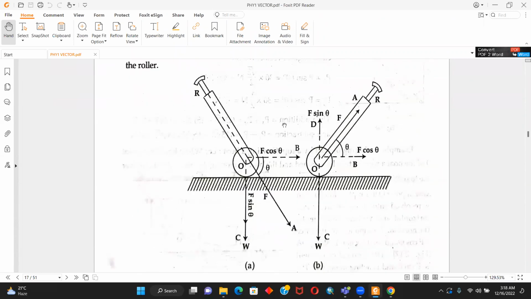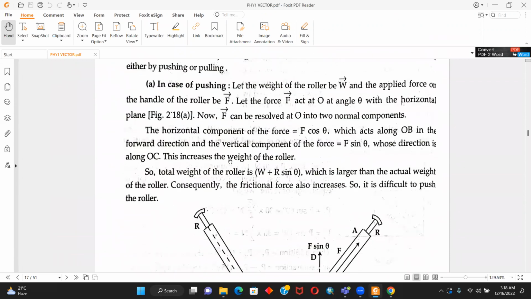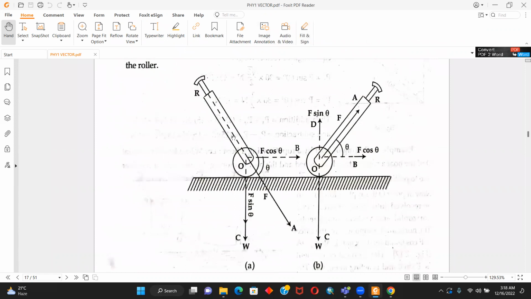So the first case here, they have written all of these things. Just see these two images. First, we are pushing it. In case of pushing, this is the angle, and this is the vector of our force applied. We are considering the angle theta between the x-axis and this vector. So we get a component of F cosine theta towards the right, along the x-axis, and F sine theta actually downwards. Is this scenario clear?